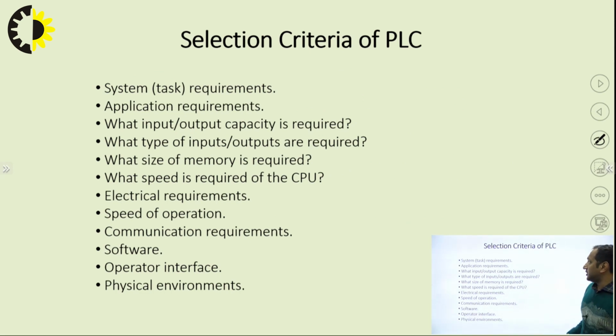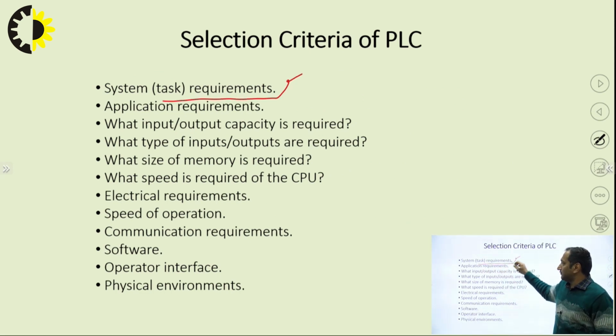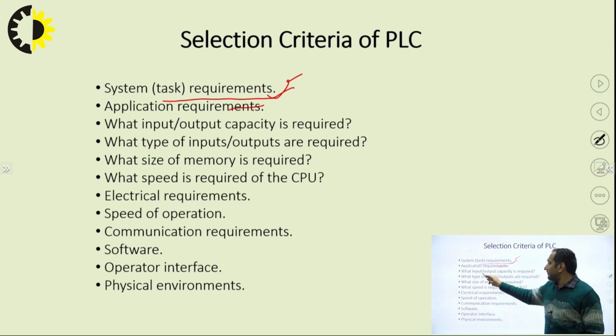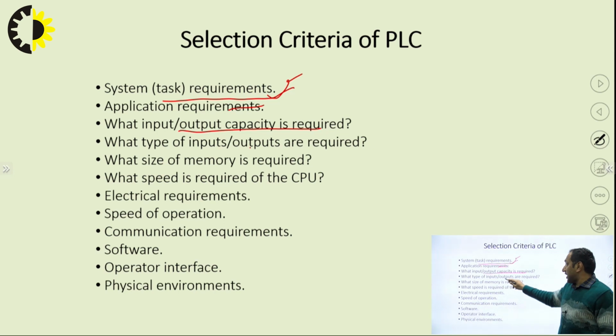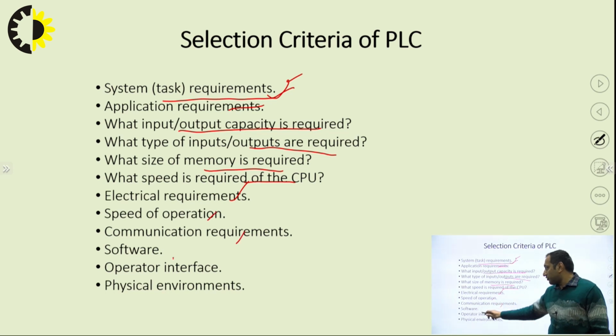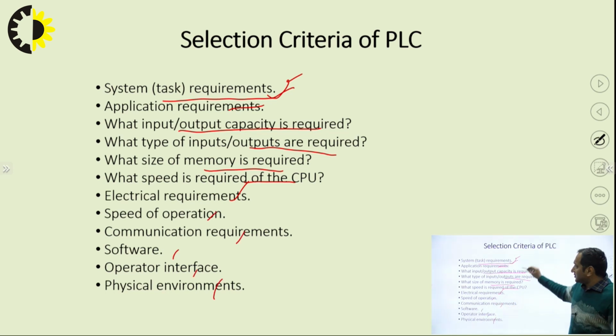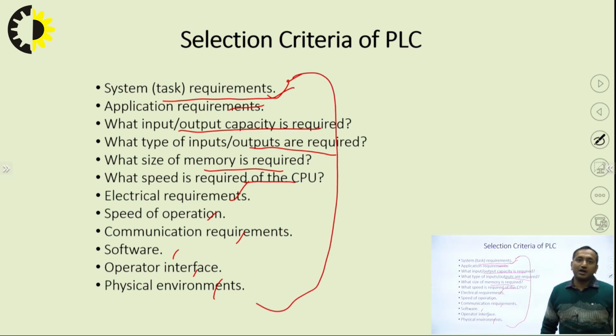Now how do you select a PLC? It depends on which task is required by you, the application requirement, what input output capacity is required, the type of input output required, the size of memory required to store the program, the speed required for the CPU, electrical requirement, speed of operation, communication, software, operator interface, physical environment. So these are some of the selection criteria of a PLC, and it depends entirely on the user, what kind of application their requirement is. Do they want a small one, or do they want larger processing capabilities? That is how you decide which PLC you want to procure, from the different companies which are present in the market.